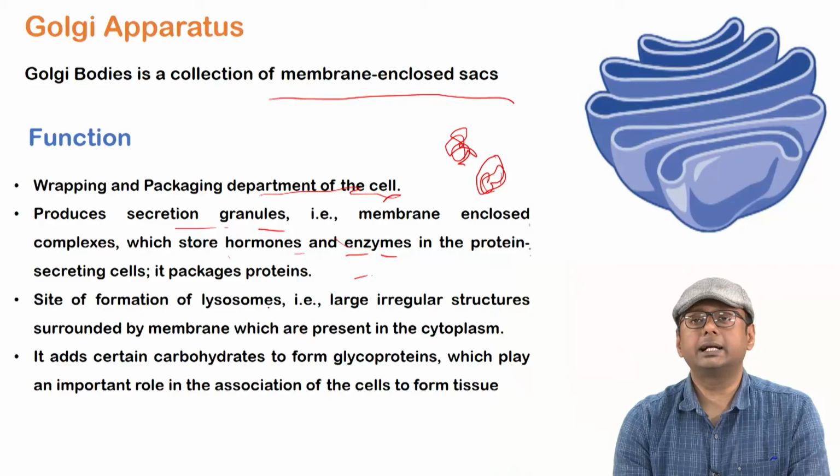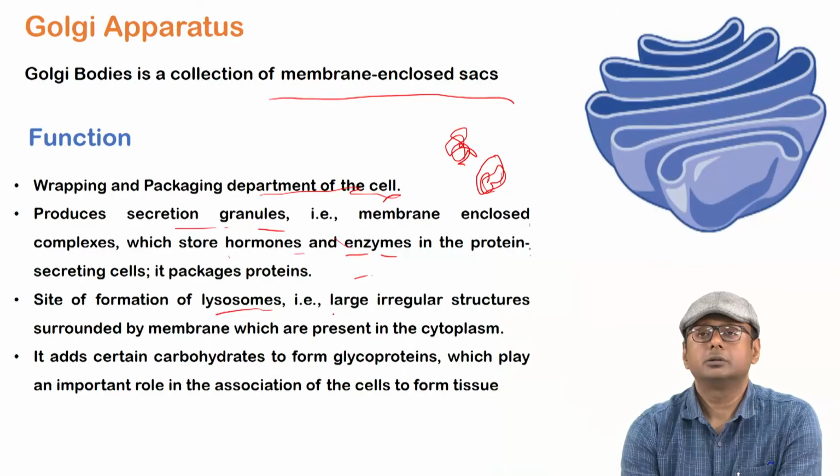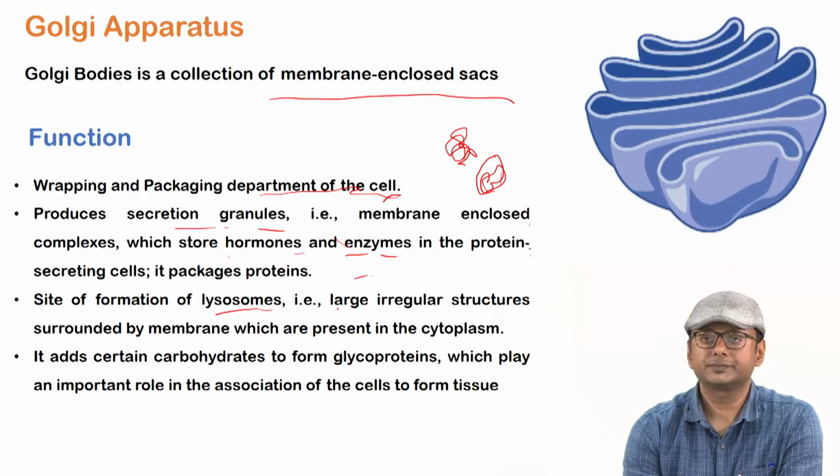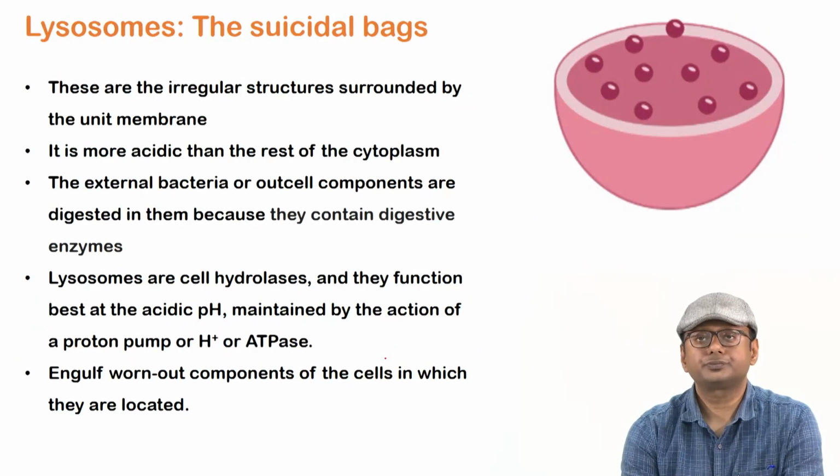This is also a site for the formation of lysosome. So lysosome is very important because it helps in the destruction of various foreign bodies, foreign particles, torn out materials, unwanted particles, and Golgi apparatus is the site of the formation of lysosome, right? So you can see a lot of important functions for Golgi apparatus also.